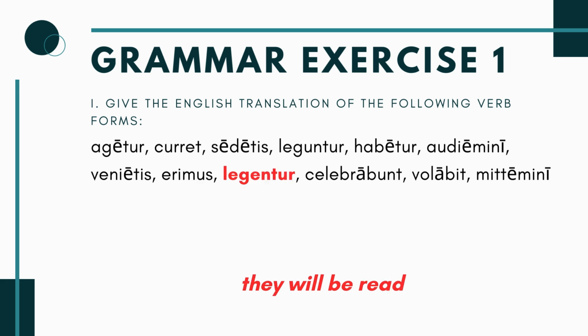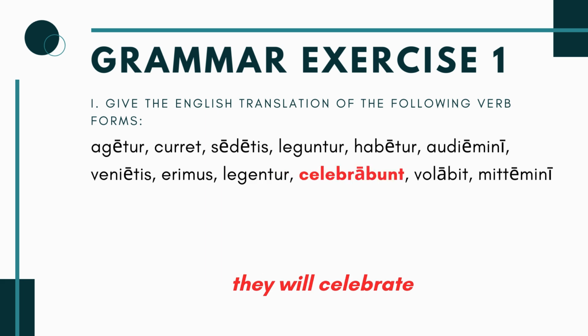Next, you have legentur. Now, this goes in contrast to leguntur, which we saw a couple examples ago. Legentur with an E, now it is future tense, okay? Because again, lego legere is a third conjugation verb, so the E makes it future. So this is they will be read.